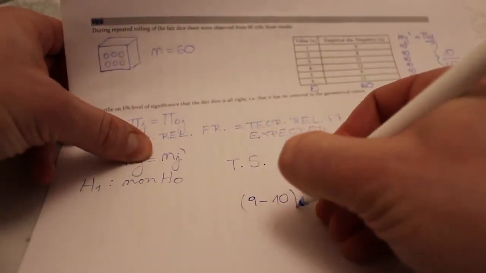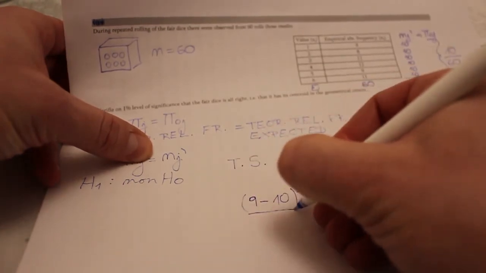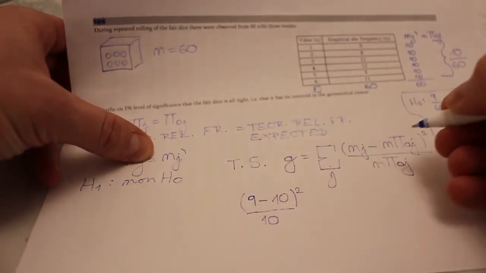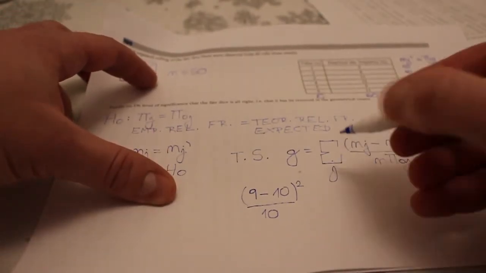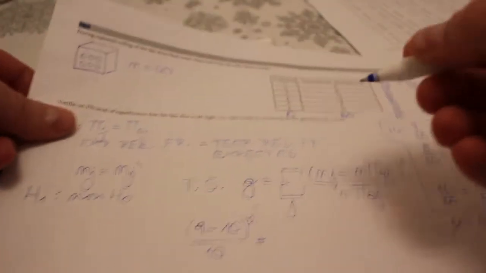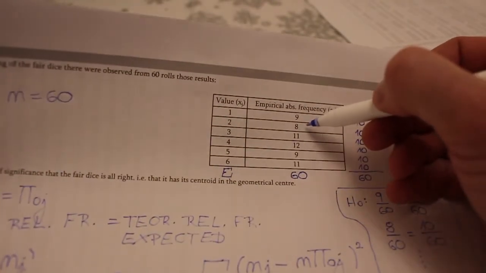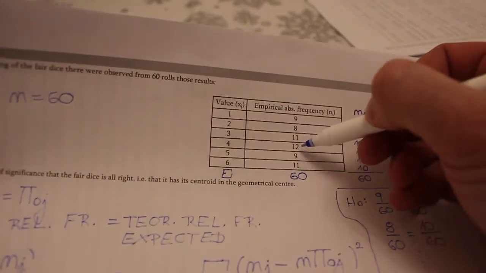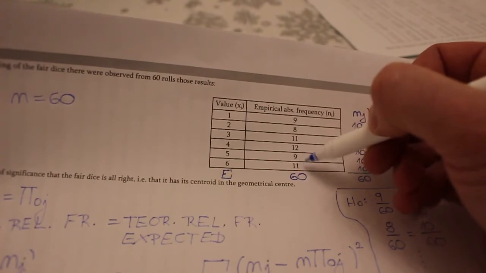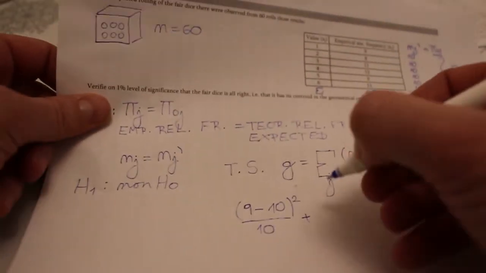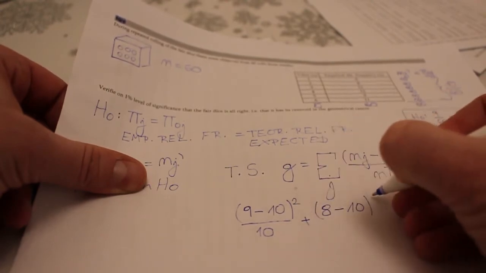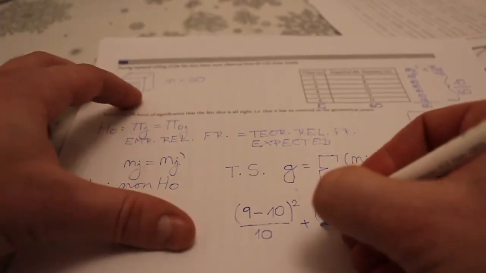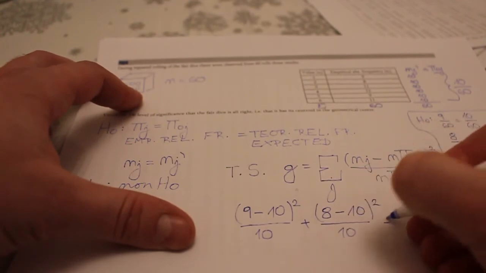This must be in squares divided by 10. This is the first part, yes? And it's through all j, so you can continue. Plus, second row, yes, will be 8, and after 11, and after 12, and after 9, and after 11, yes? So, 8 minus 10. This is in squares divided by 10.